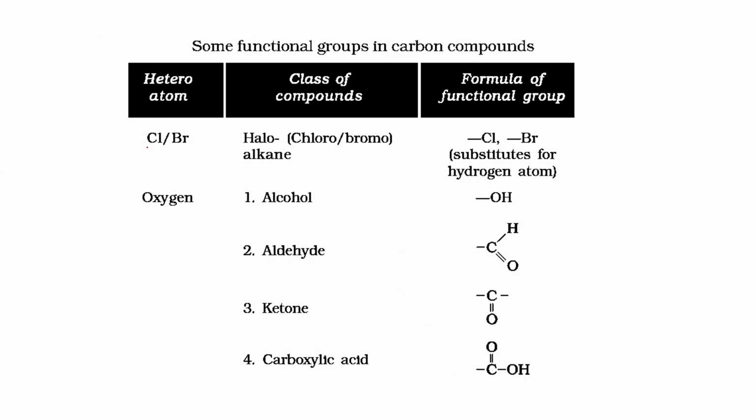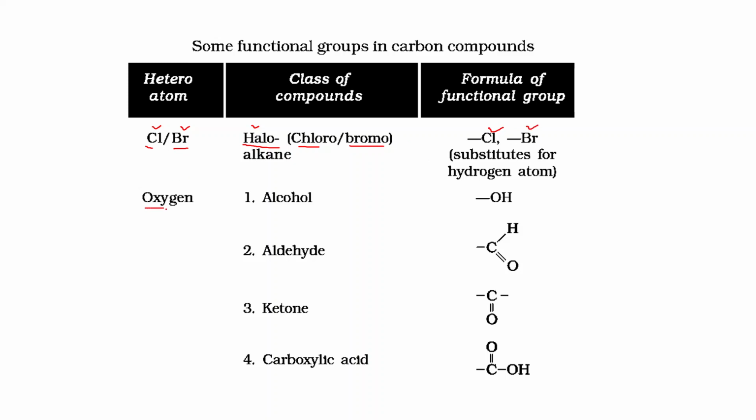If the heteroatom is Cl or Br, that is chlorine or bromine, present in a chain of carbon compounds, then in general these are known as halo, from halogens. For specific cases, chlorine is written as chloro and bromine as bromo. So we can say this is a haloalkane. Clear? A hydrogen atom is replaced by Cl or Br.